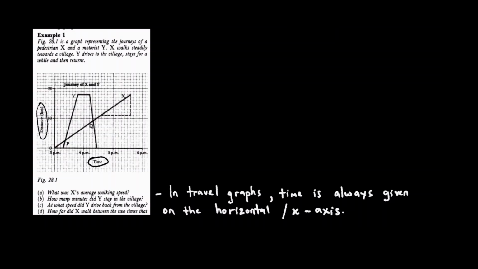So just a heads up. It's rare to find questions which combine two travel graphs. It's rare, but it's important for our practice. We are going to do my ZIMSEC questions, a lot of them, and we are going to have a test of my questions I'm going to expect. But we are given a motorist and a pedestrian. A pedestrian walks steadily towards a village. Y drives to the village, they stay for a while and return.